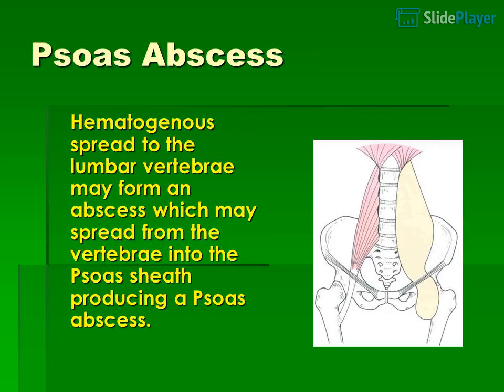Psoas abscess. Hematogenous spread to the lumbar vertebrae may form an abscess which may spread from the vertebrae into the psoas sheath, producing a psoas abscess.